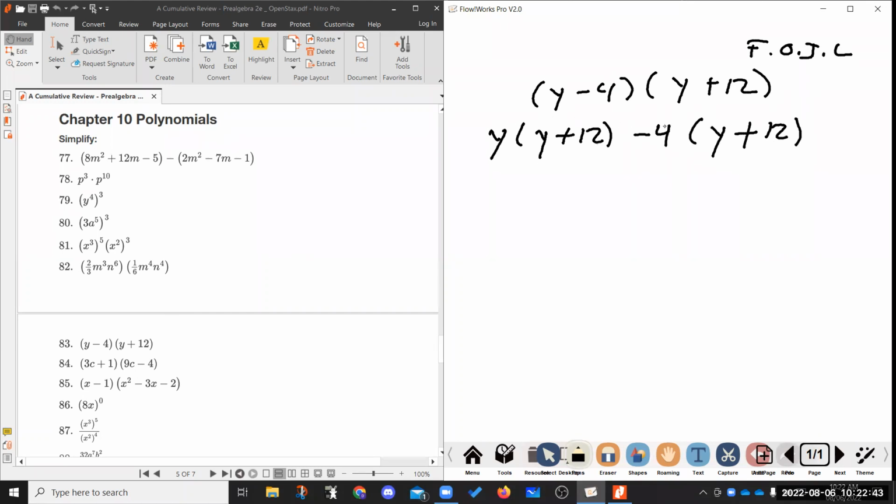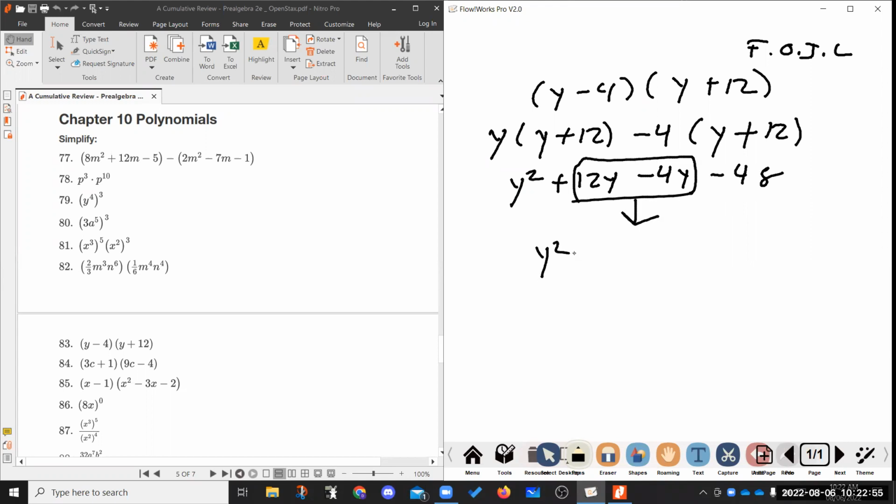So now I'm going to double distribute here. This is going to be y squared plus 12y minus 4y minus 48. These are like terms in the middle that are going to combine to give me positive 8y. And usually you're going to multiply the two binomials and end up with a trinomial. Not always, but usually that's how it works.